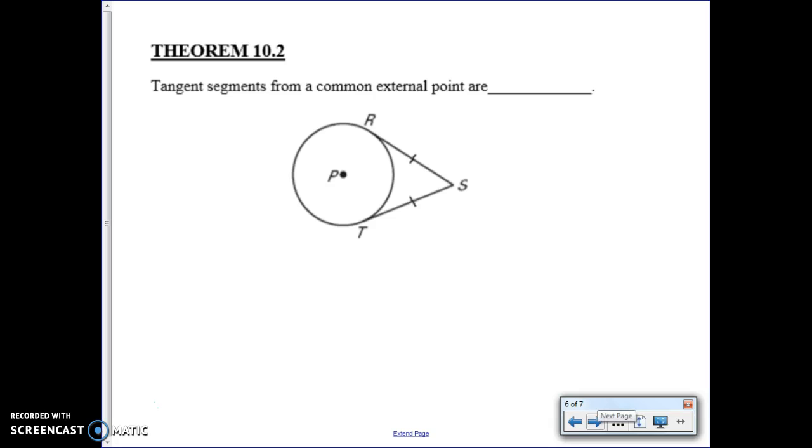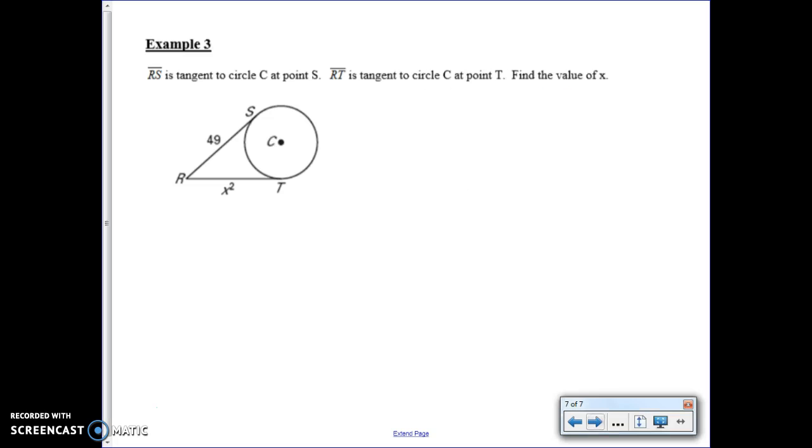Okay, our next theorem says tangent segments from a common external point are congruent. And you can see that below in the picture, that RS and TS are congruent to each other. So they're both tangents and they're going out to the same point. So that means that if RS is tangent to circle C and RT is tangent to circle C, then we can find the value of x because we know those are equal to each other.